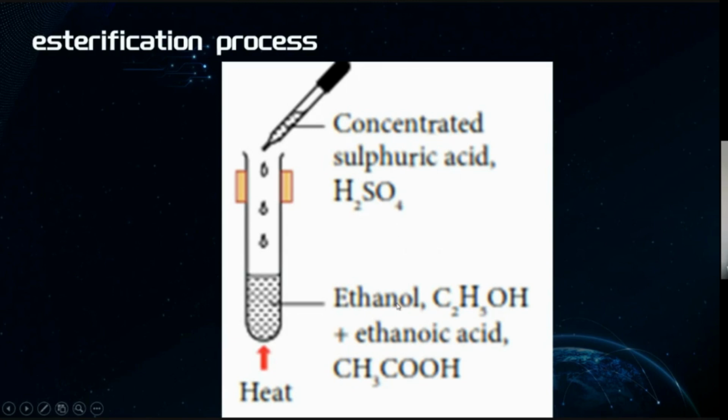Let's say the exam essay question asks you to prepare one ester. You get the alcohol with the carboxylic acid, then drop in a few drops of concentrated sulfuric acid into the mixture, then you heat it. You heat it, then it forms two layers. Then you get the ester. Ester has a fruity smell, and it is insoluble in water.